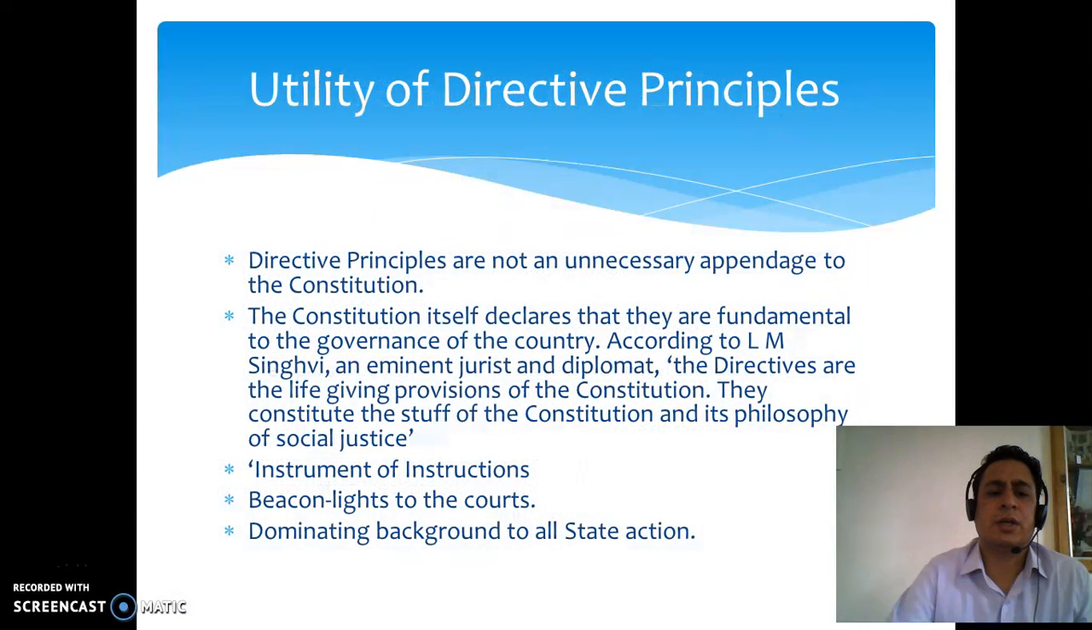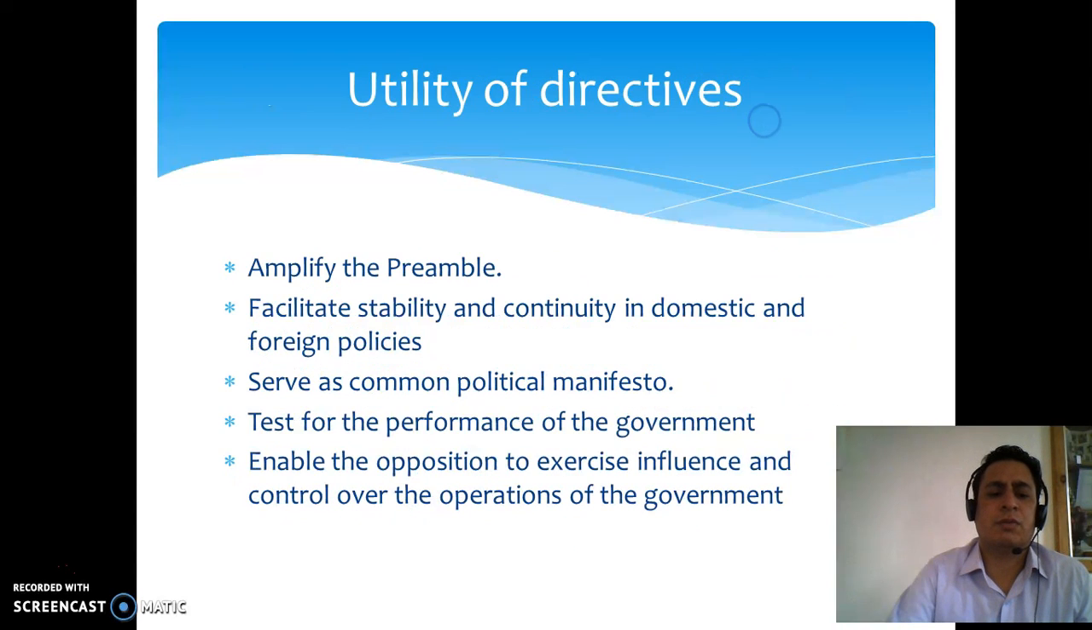अब यूटिलिटी जो है डायरेक्टिव प्रिंसिपल्स की वो क्या है? Well, they serve as instrument of instructions, beacon to the courts. They have dominating background for all state action. They amplify the preamble, and this is all which we have got.